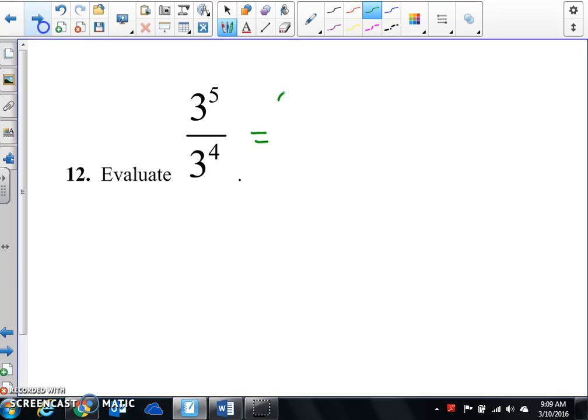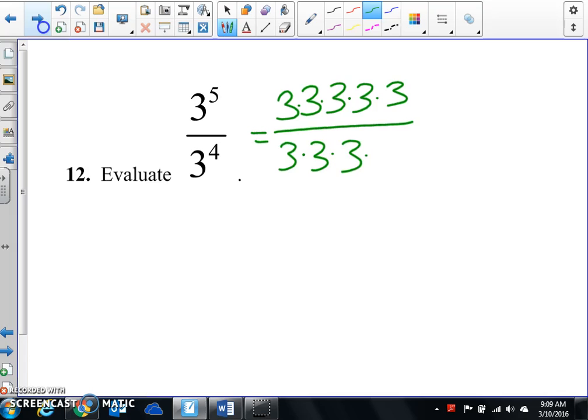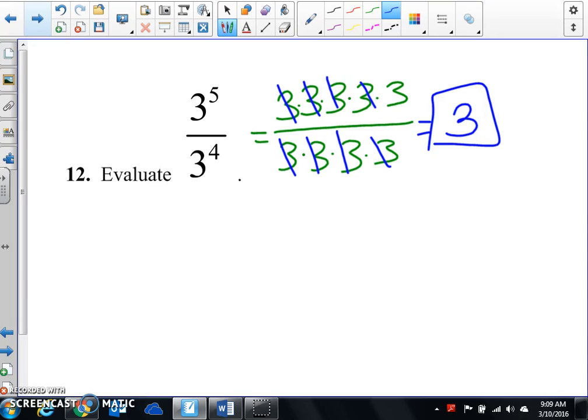All right, I have 5 3's on top and 4 3's on the bottom. And then I slash, and I'm left with 1 3 on top. So just 3.